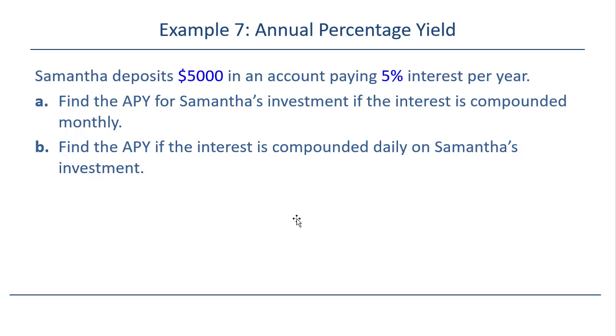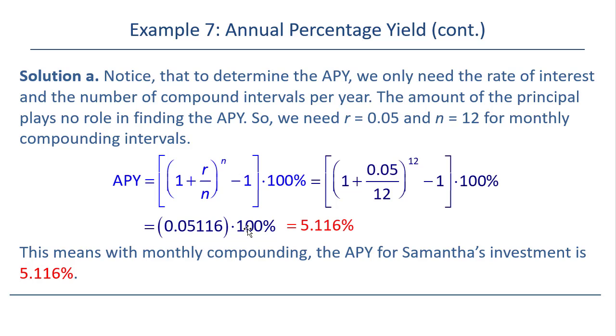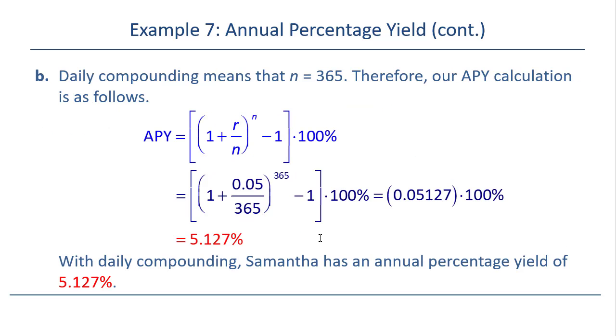So here's 5,000, 5%, right? Compounded monthly, and then find the APY. So we plug all this junk in, and we get that, see, 5% monthly means that at the end of a year, it's actually gone up by 5.116%. So that's what the APY would be. It says, that's how much it grows every year. If you do it daily, then you can see that it goes up, and now it goes up by 5.127% in a year. Again, we're still doing 5%. It's just getting compounded more frequently.